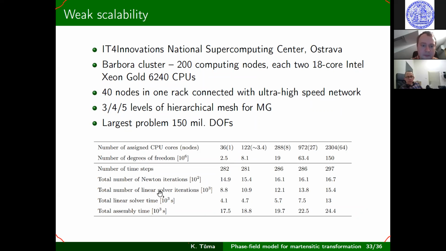So then what is important is the total number of linear solver iterations. So this is the number of outer GMRES iterations. You can see that it increases, but not a lot. So this is very important. It means that the preconditioner is quite good.